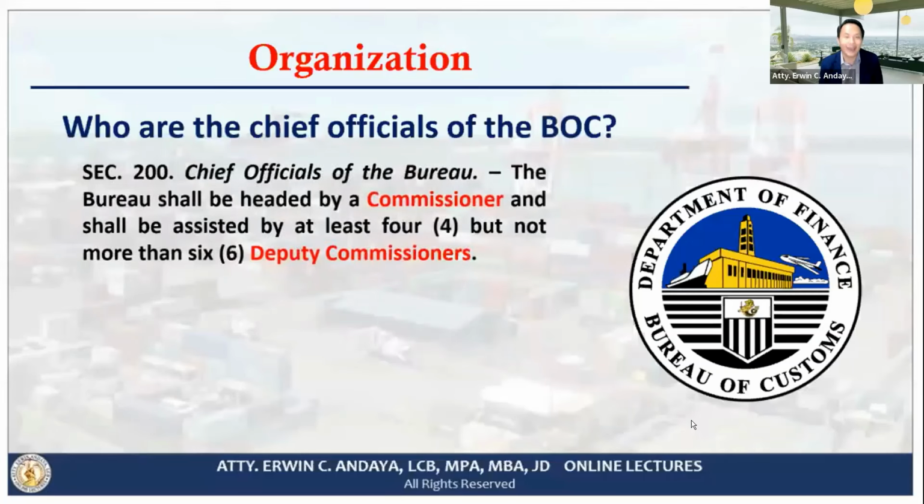The Commissioner is the head of the Bureau of Customs. And the Commissioner is assisted by the Deputy Commissioner. How many Deputy Commissioners? According to Section 200, at least 4, but not more than 6. So sa Tagalog pa, hindi bababa sa 4 at hindi rin lalagpas sa 6. So we have 4, but not more than 6 Deputy Commissioners. Okay, I'll show you later on the face, the name, and the mandate of each office or each Deputy Commissioner.